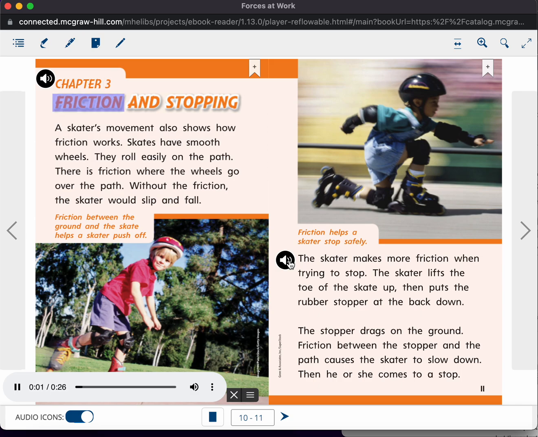Chapter 3. Friction and Stopping. A skater's movement also shows how friction works. Skates have smooth wheels. They roll easily on the path. There is friction where the wheels go over the path. Without the friction, the skater would slip and fall. Caption: friction between the ground and the skate helps a skater push off.